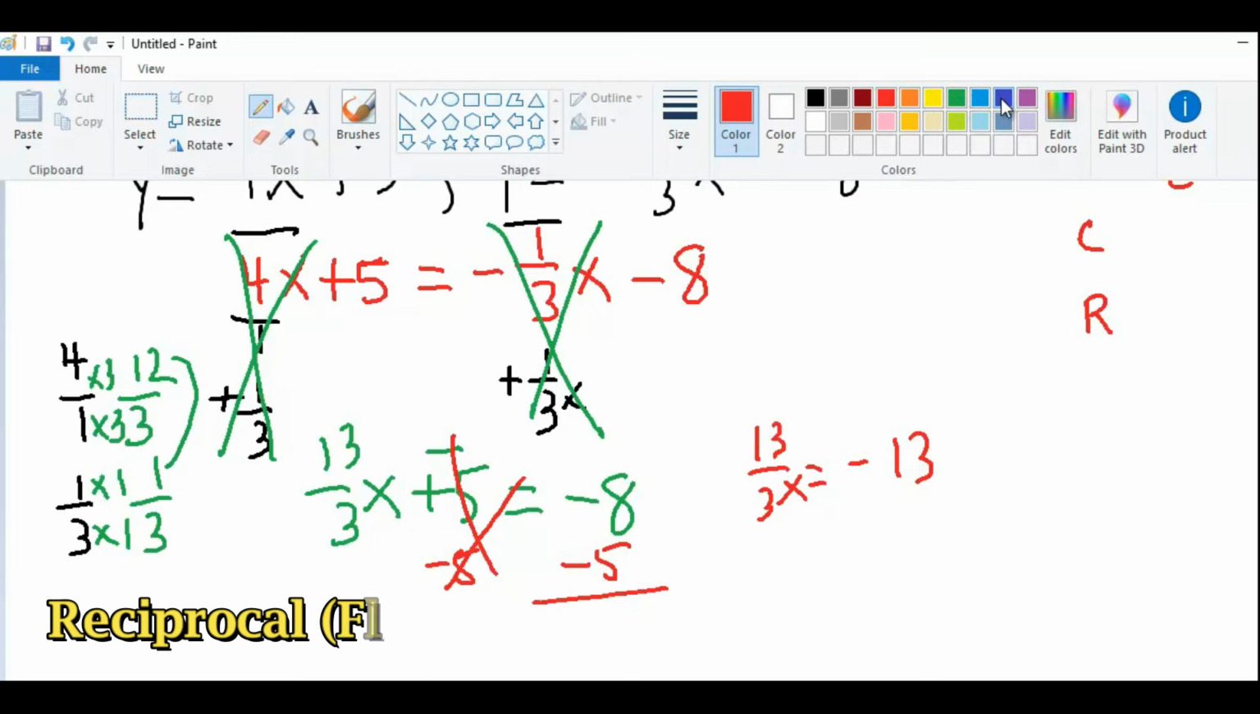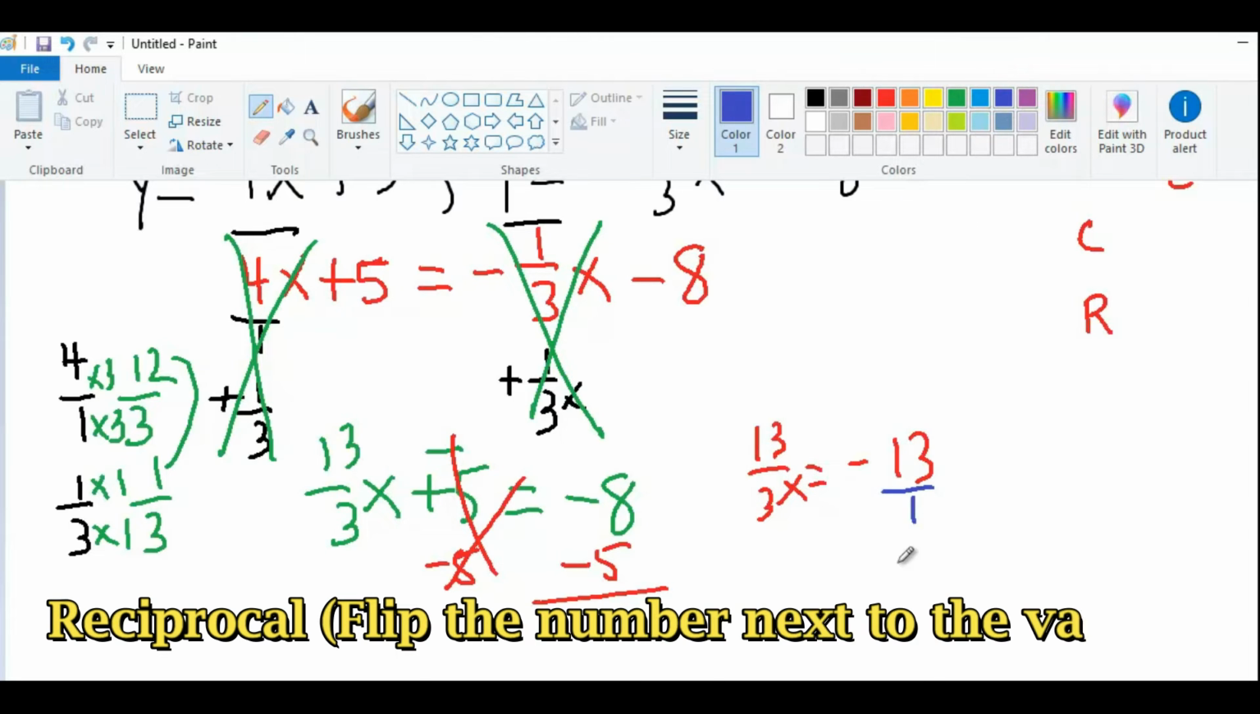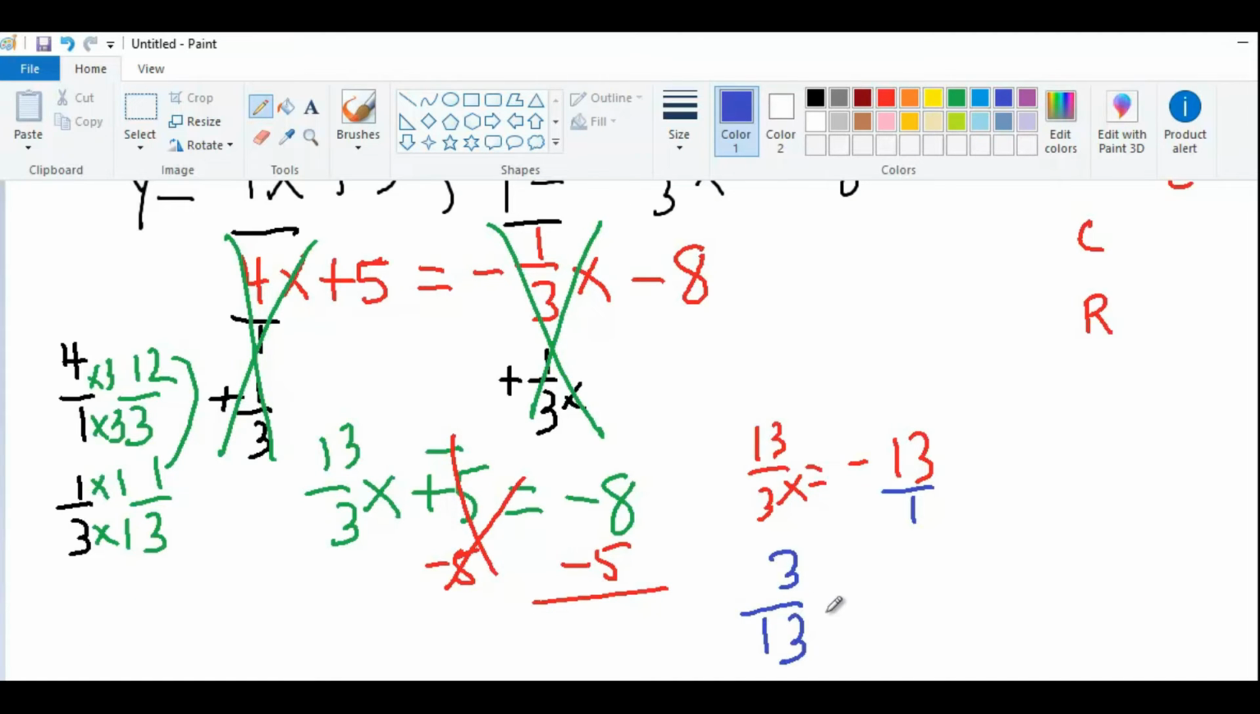Negative 13 over 1. And then you have to use the reciprocal. It starts with an R, what is it? Reciprocal. So we do the reciprocal for the number that's next to the variable here. Instead of 13 over 3x, it becomes 3 over 13. Let's just multiply straight across with the negative 13 over 1. Can we cross cancel? Yes. 13 here and here, that becomes a negative 1. 3 times negative 1 is what? Negative 3. So x is equal to negative 3.